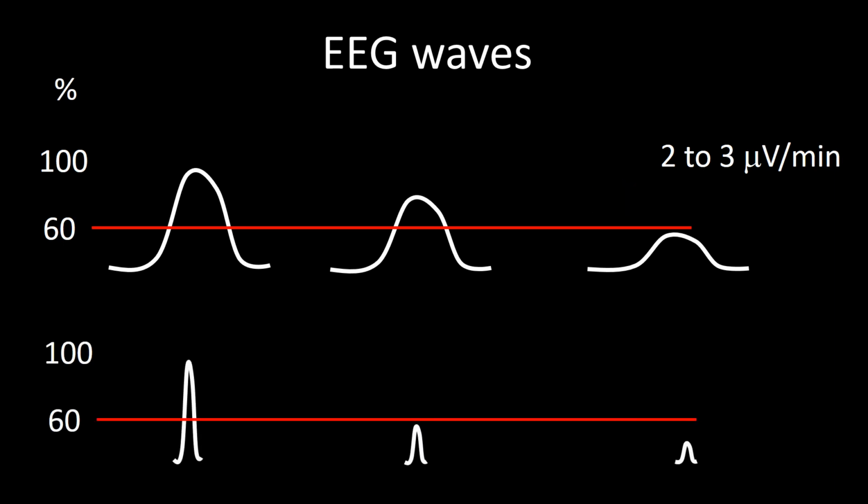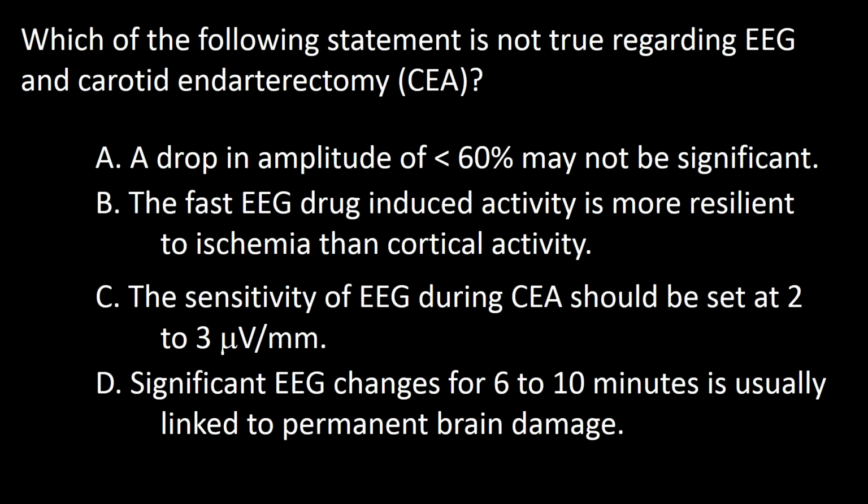Fast activity resulting from drug use during anesthesia is more sensitive than regular EEG activity to ischemia. Thus, this activity, when present, should be monitored, and a drop below 60% be considered significant even when it is not associated with a drop in regular EEG activity. So the answer to this question is D.